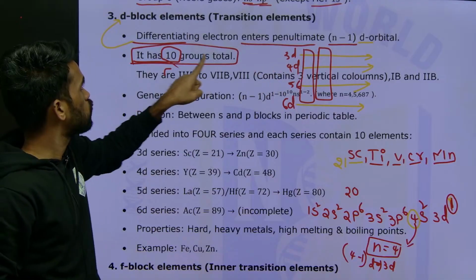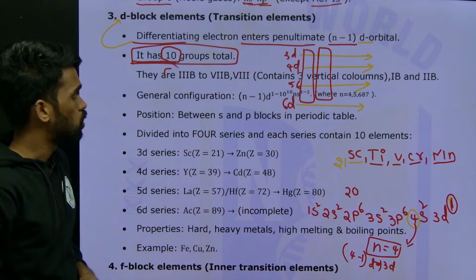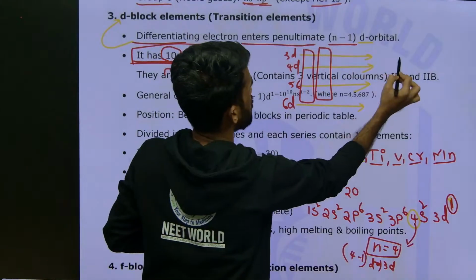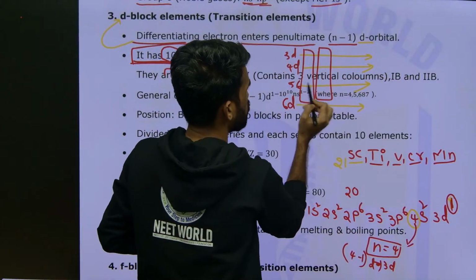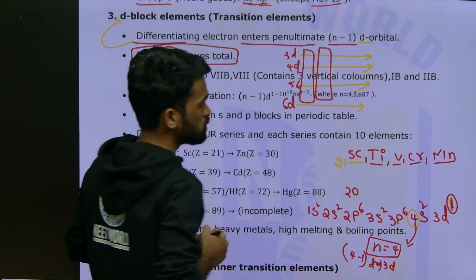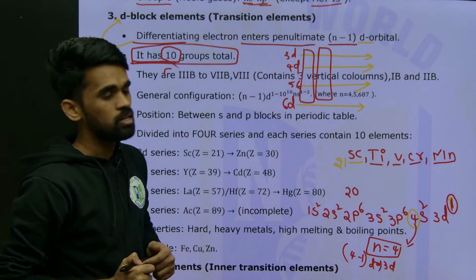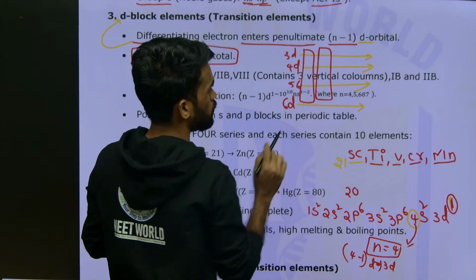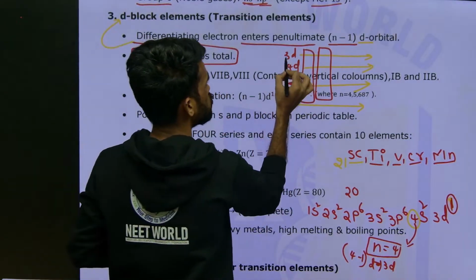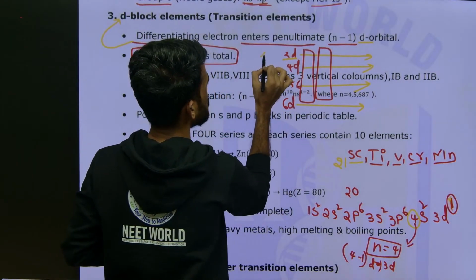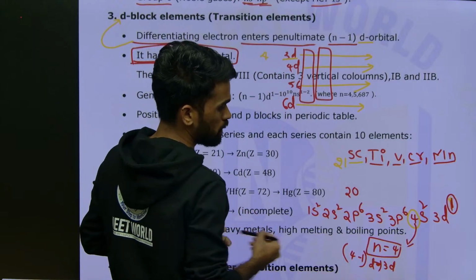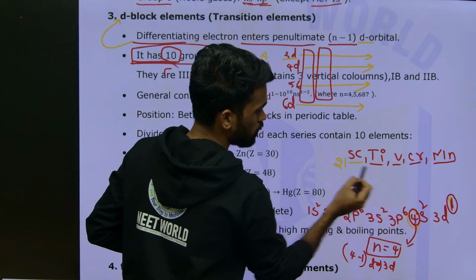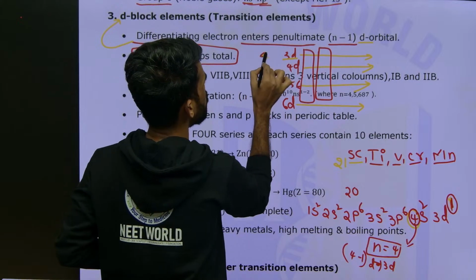So like that, 10 groups are there. Remember, I am saying now these rows, the 3D row, 4D row, 5D row. Each row is called a period. So here 1, 2, 3, 4 periods are there. This 3D series is in the 4th period. Why? Because in the 4th period, what is the highest n value you are seeing? 4. So this is in the 4th period.